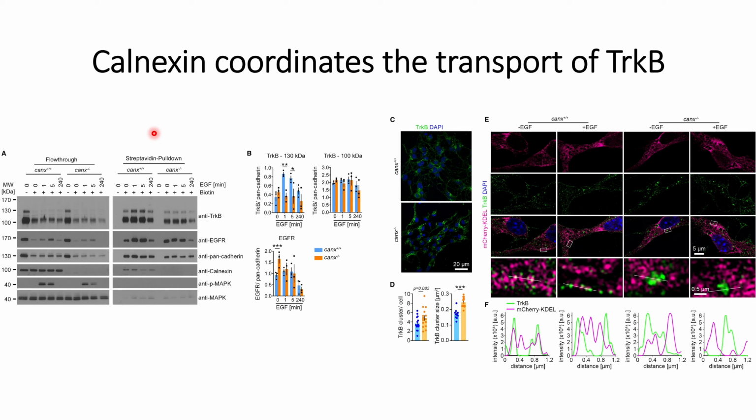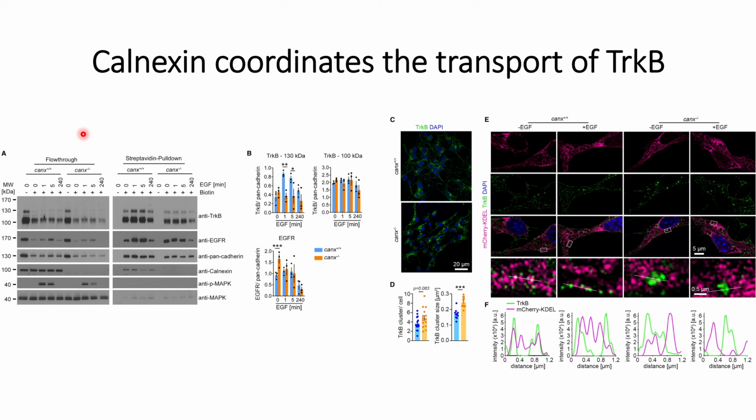In this video, we will continue our discussion about how Calnexin plays a role in TrkB transport to the cell surface. In the previous video, we discussed that Calnexin helps in the activation of TrkB. So in this video, we will understand the role of Calnexin in the transport of TrkB to the cell surface.